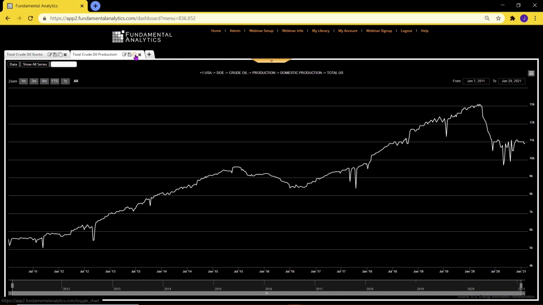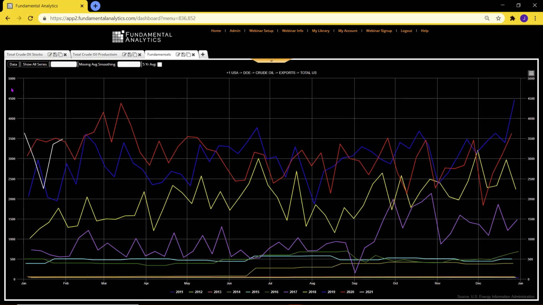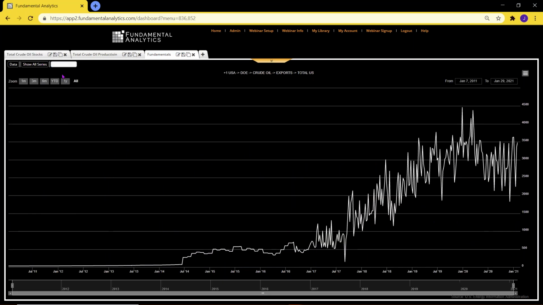All right, I'm going to duplicate this and switch over. I can't even spell production correctly. I'll switch over to exports. And the reason we're bringing this up is there was a change in the U.S. law in 2015. Prior to that, since the 70s, domestically produced crude oil could not be exported for national security reasons, but that law was changed in 2015. So prior to that, we see very low exports of domestically produced crude oil.